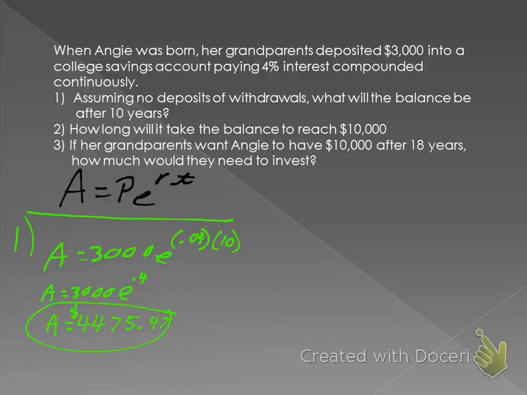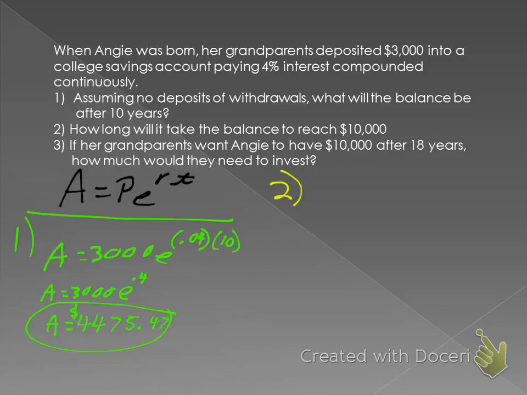Okay. That's number one. All right, number two's question: how long will it take the balance to reach 10,000? What are we looking for? T. You're looking for T now. Which means you know the N, you know P, you know R. You're looking for T.